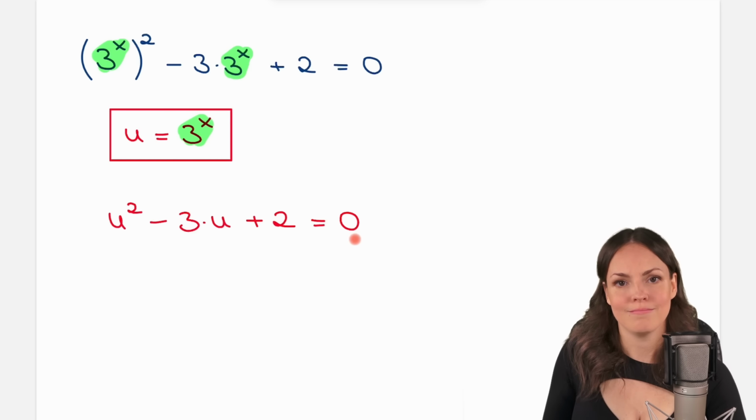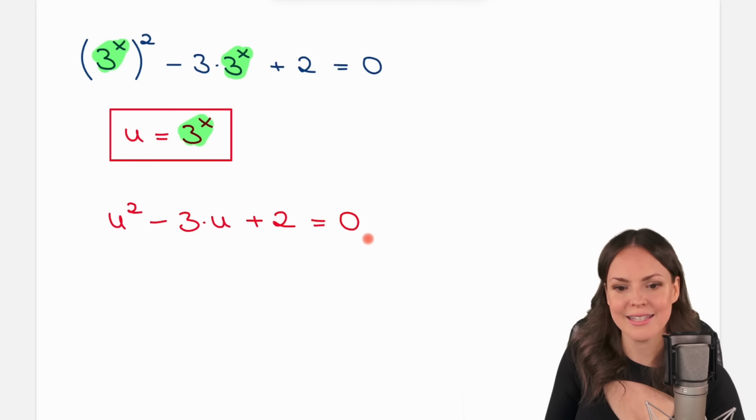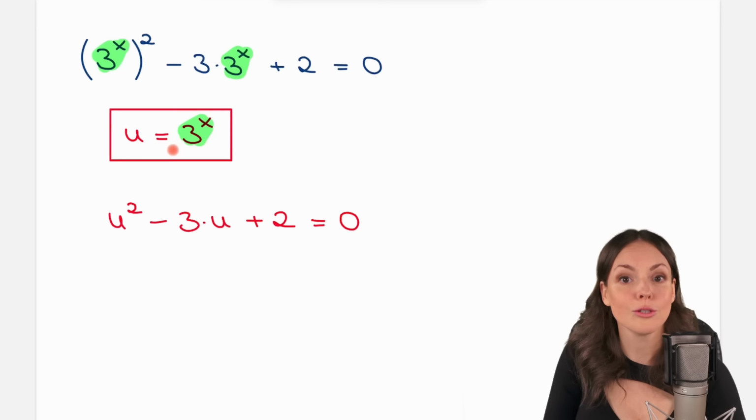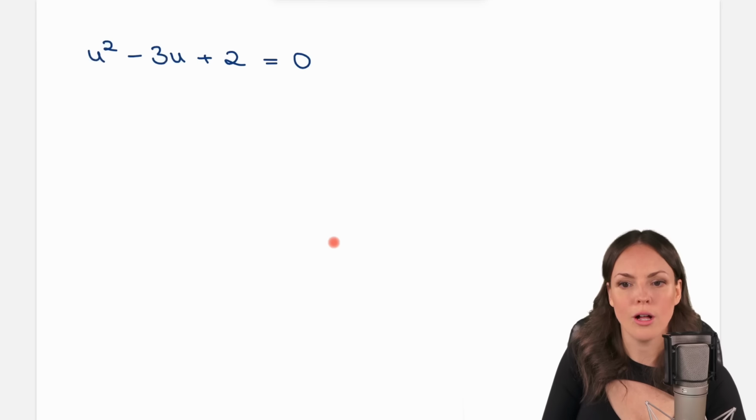This equation is much simpler than this one. So our plan is to solve this equation first. And if we have the solutions of this equation, then we come back to our substitution and find the real solutions to our original equation. But first of all, we have to solve this equation here.